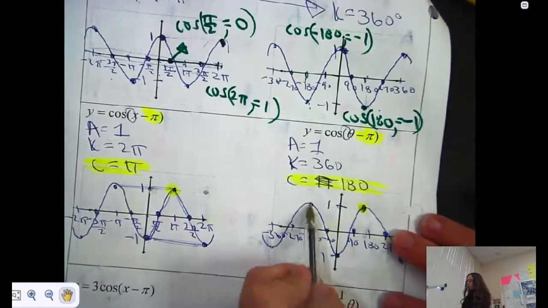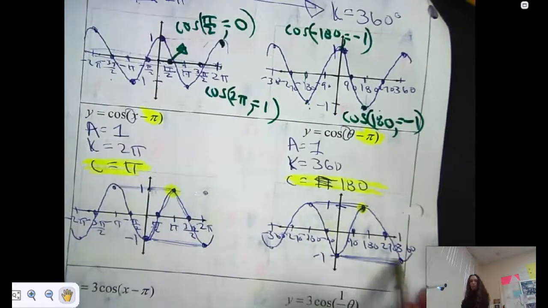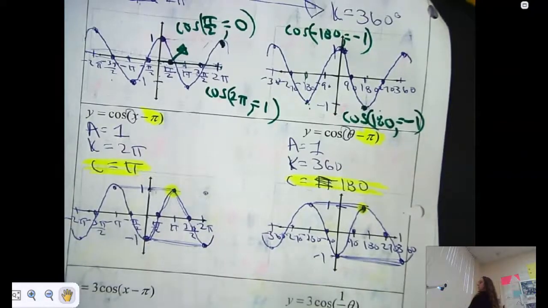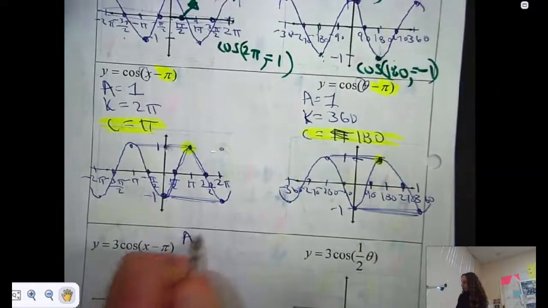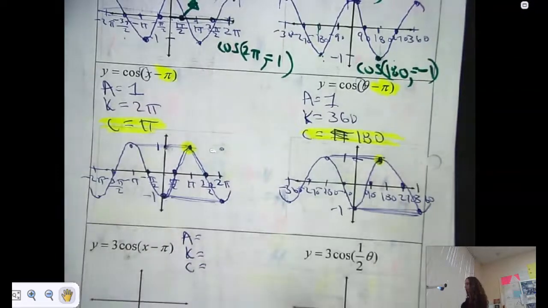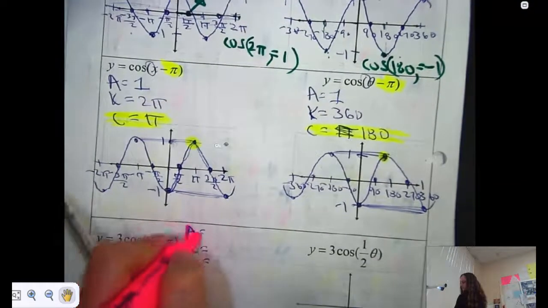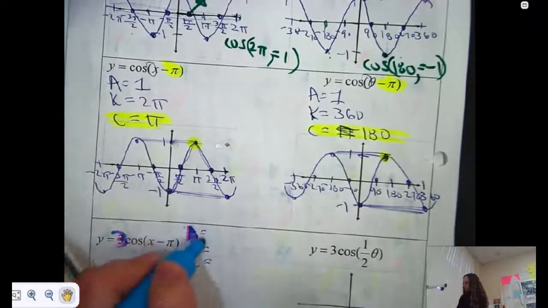The distance from one hump to the next, 360. Distance from one hump to the next, 360. Okay, hopefully this is making some sense here. Okay, so A equals, K equals, C equals. So how is this a little bit different? This time, my amplitude is 3.